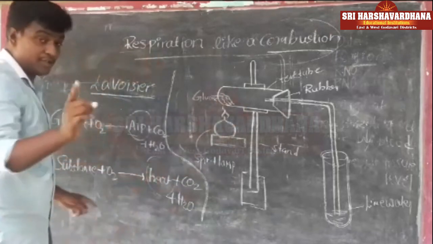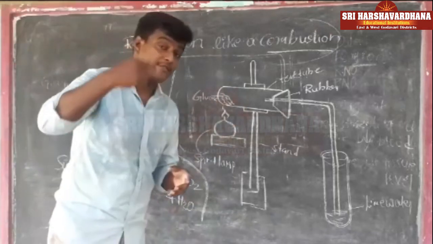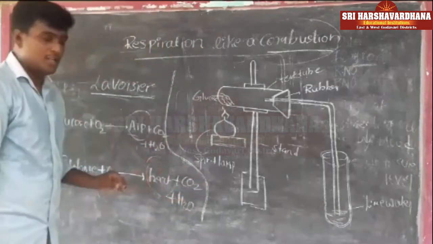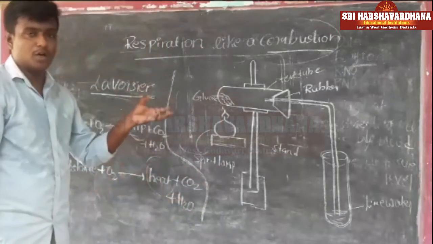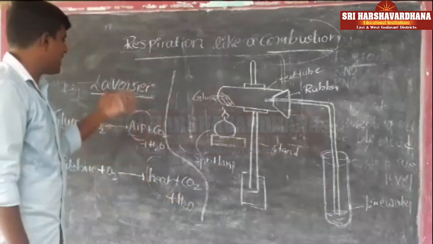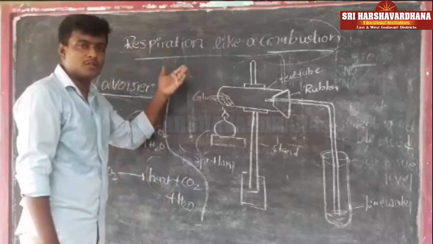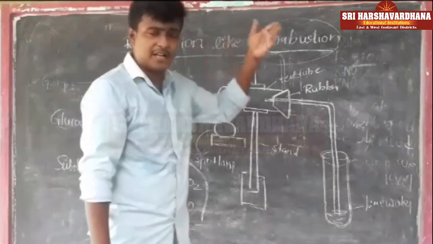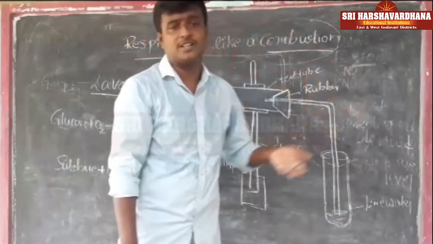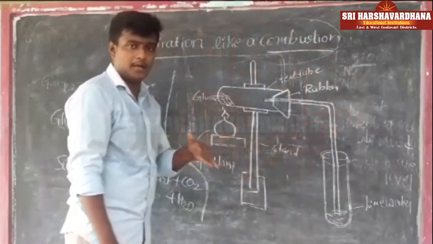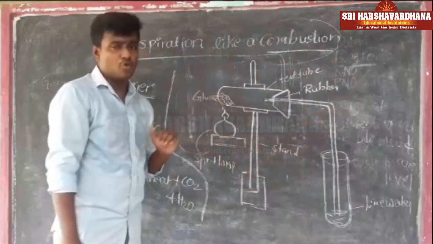I said before that when any substance is burned with oxygen, energy is liberated. So I am taking glucose as that substance. Why am I taking glucose? Because I want to compare. I want to prove whether whatever goes on in the respiration process also goes on in the combustion process. For that requirement I am taking glucose here.